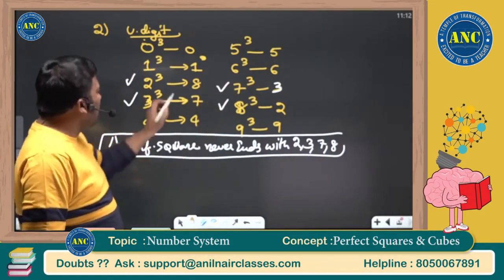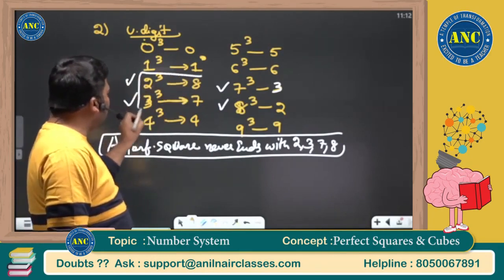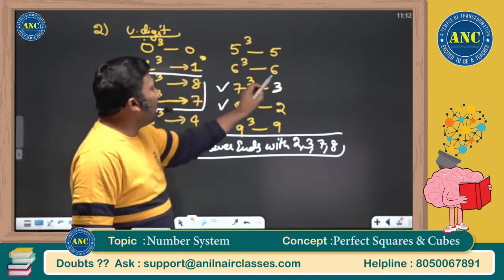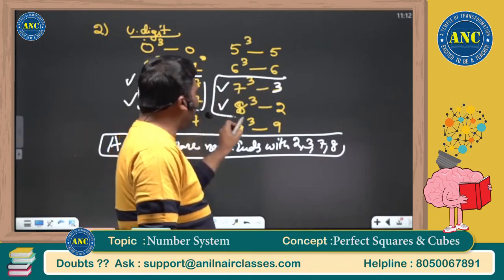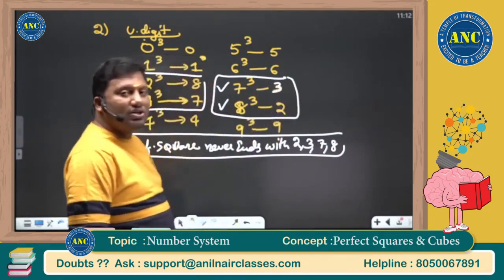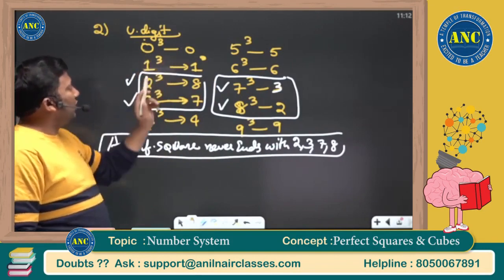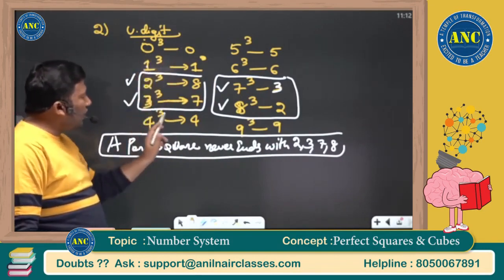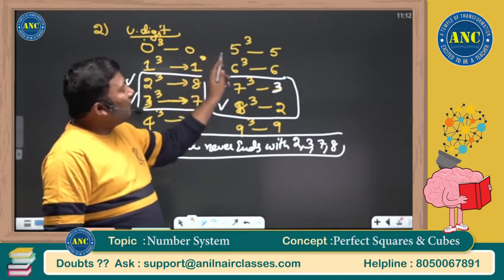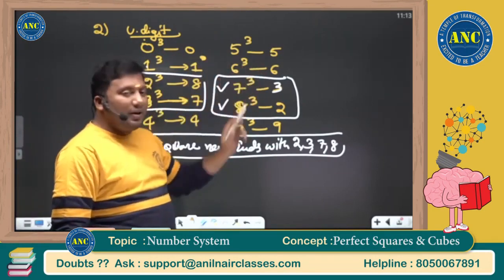Now if you observe only these numbers, the numbers where the left hand side is 2, 3, 7 or 8, only these numbers on cube I am getting a different unit digit. 0 cube is 0, 1 cube is 1, 4 cube is 4, 5 cube is 5, 6 cube is 216.